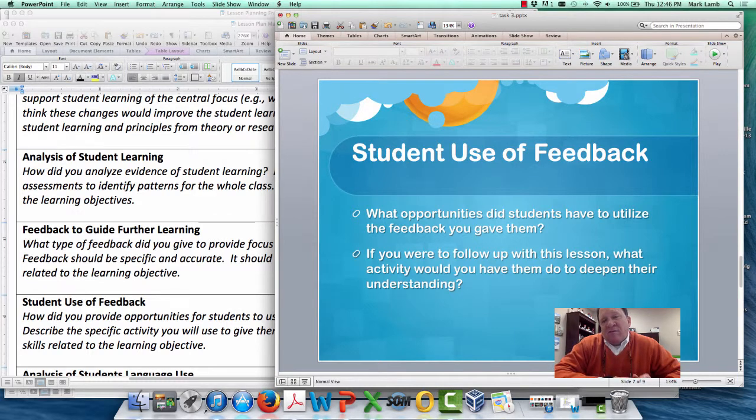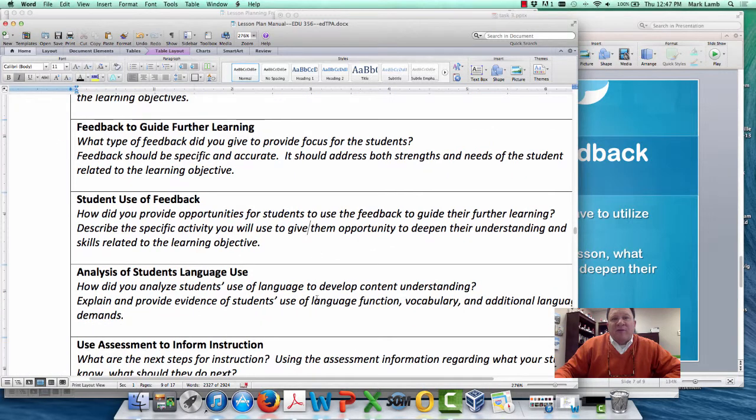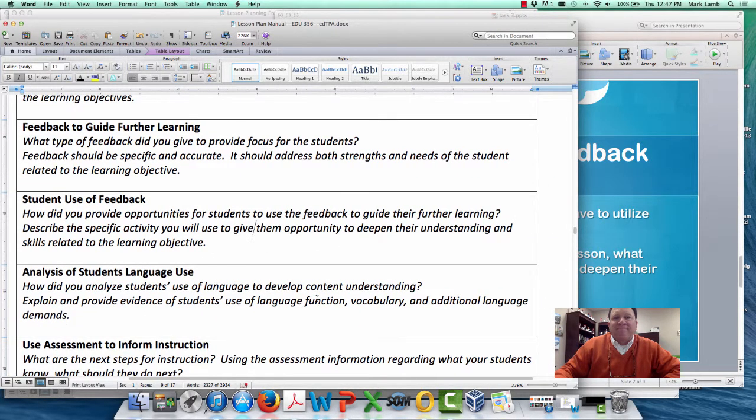Tell us what you expected in response to that. If you're responding about the assessment you gave at the end of the lesson and you gave them feedback on that, then what would be a future plan that you would set up that would allow students to respond to that feedback? Would you let them do that assignment over, or would you have a follow-up lesson? What would you do? Again, over here, student use of the feedback.